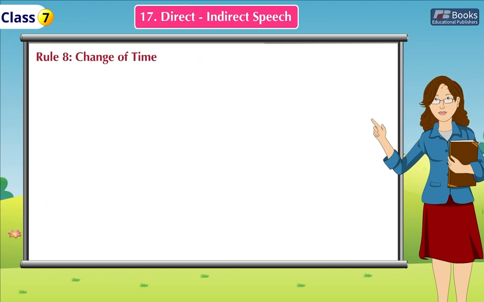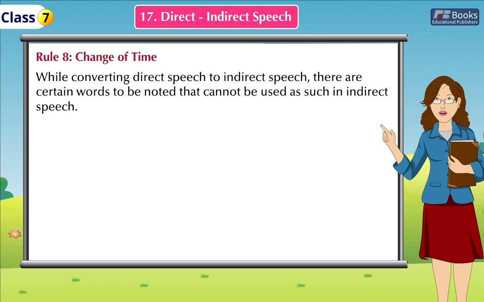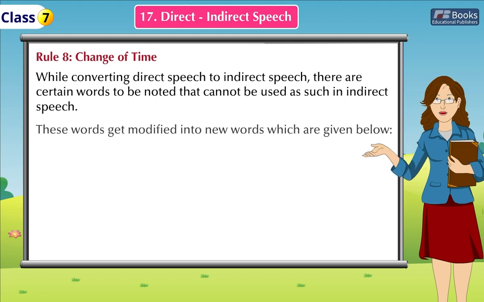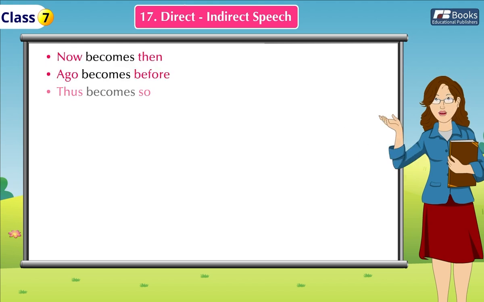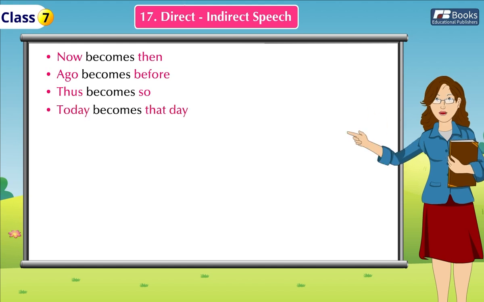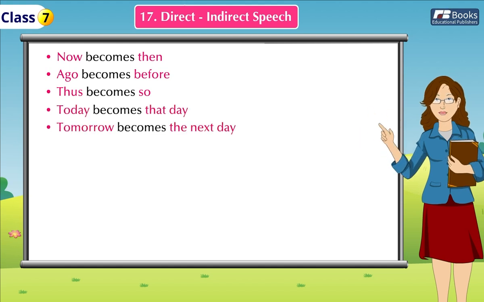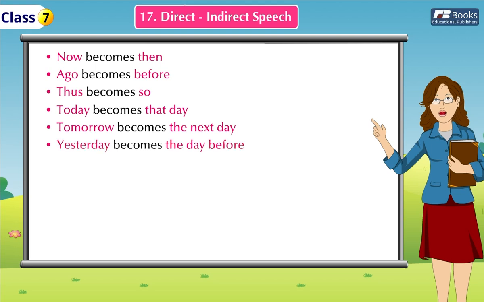Rule 8. Change of time. While converting direct speech to indirect speech, there are certain words that cannot be used as such in indirect speech. These words get modified into new words which are given below. Now becomes then. Ago becomes before. Thus becomes so. Today becomes that day. Tomorrow becomes the next day. Yesterday becomes the day before.